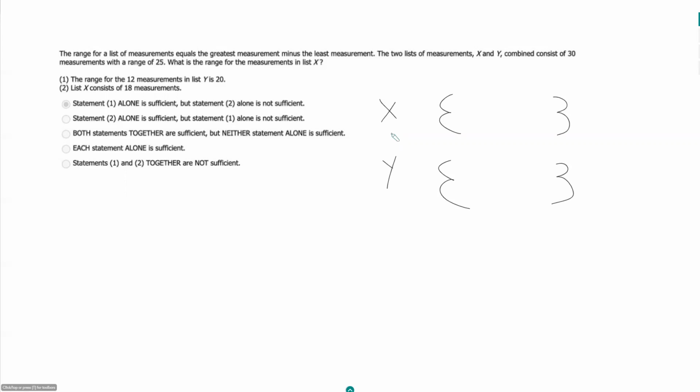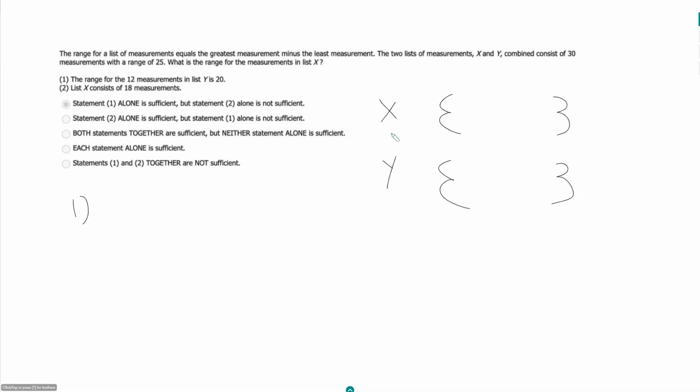Now, we don't know, does the highest number come from list Y and the lowest number come from list X? Or does the highest number and the lowest number both come from list X? Or does the highest and lowest number both come from list Y? Or does the lowest number come from list Y and the highest number come from list X? All of those four possibilities are possible, unless we know something about our numbers. So let's see if we can figure something out about our sets.